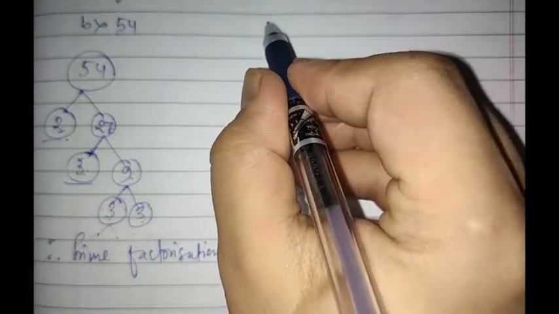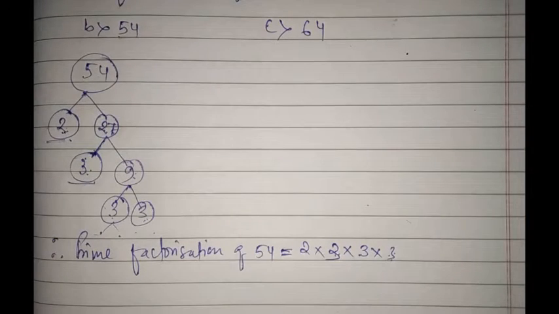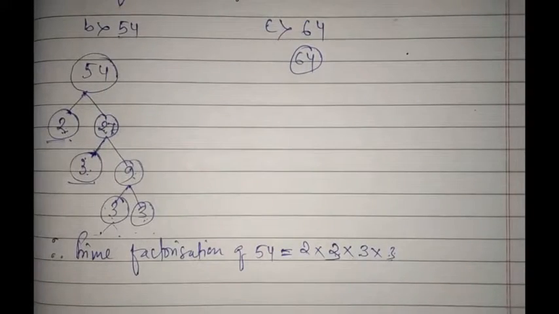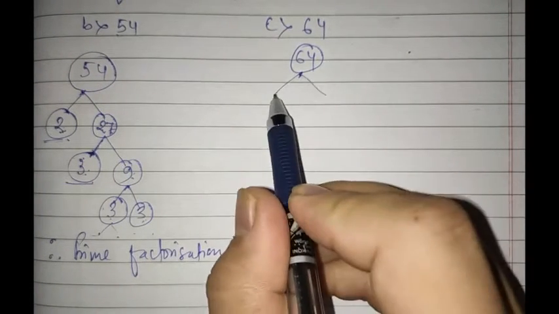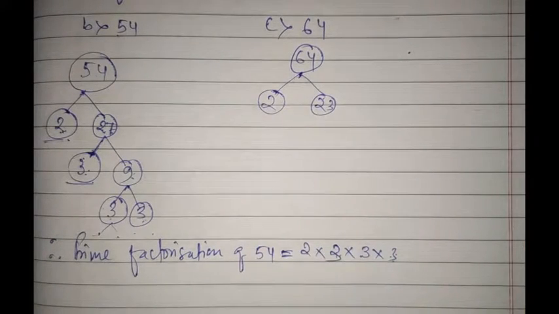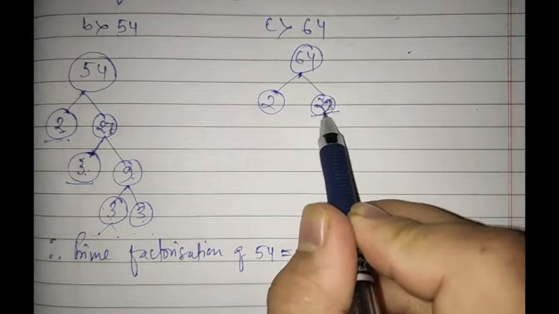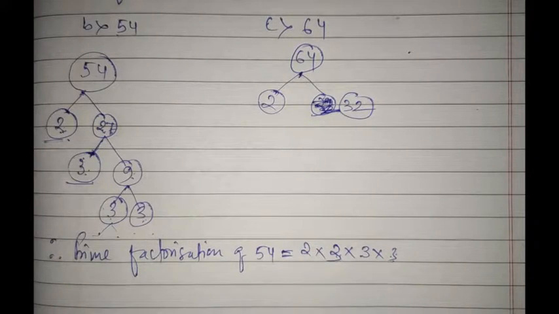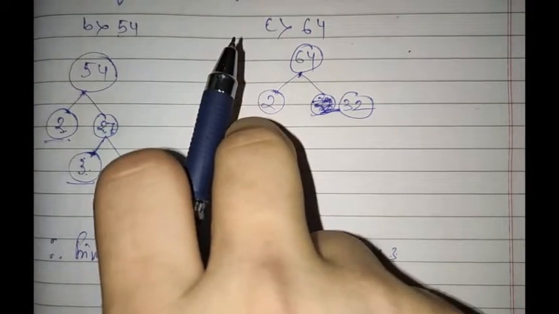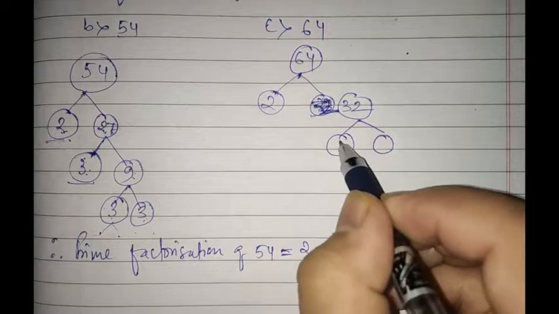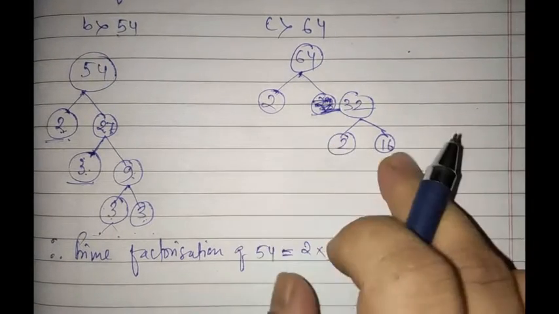Proceeding to the next question, part C is 64. To find this, first of all we put it in a circle. It should have a branch starting with the smallest prime number. Yes, it can divide, so 2 into 32, sorry, extremely sorry for that, 2 into 32. This one is quite easy. Now 2 is a prime number, so we cannot divide it, but 32 can be broken down. So 2 into 16 is 32.